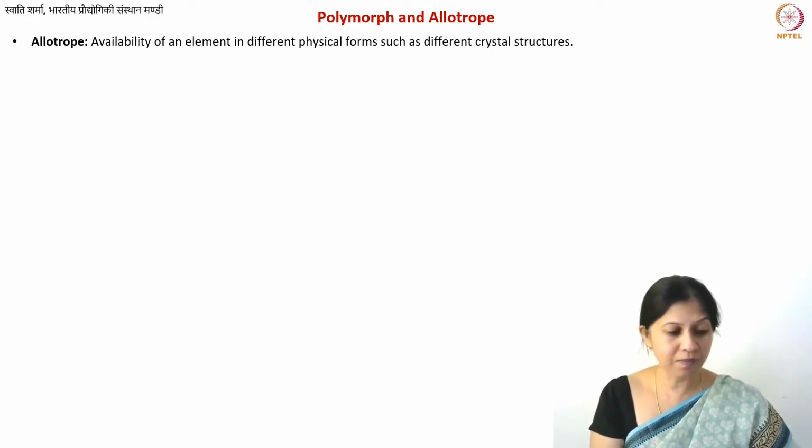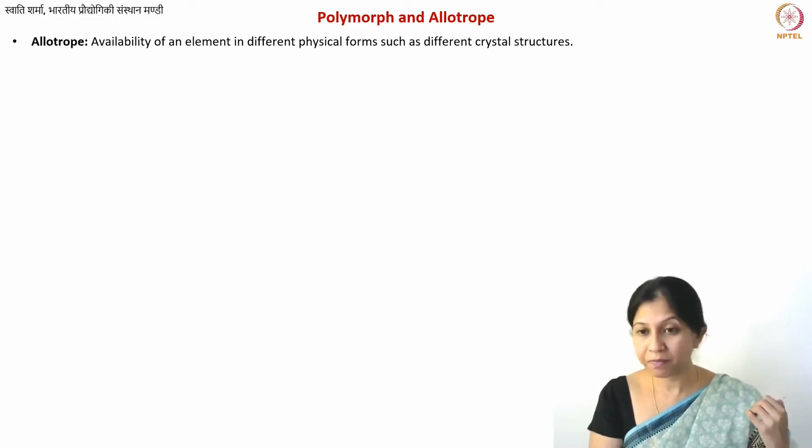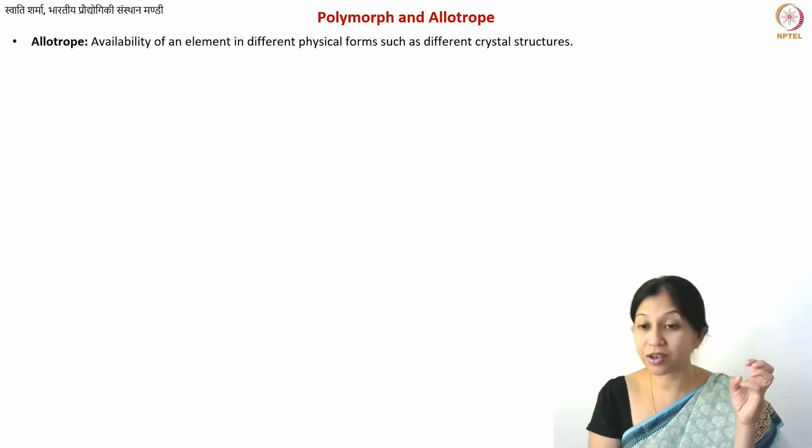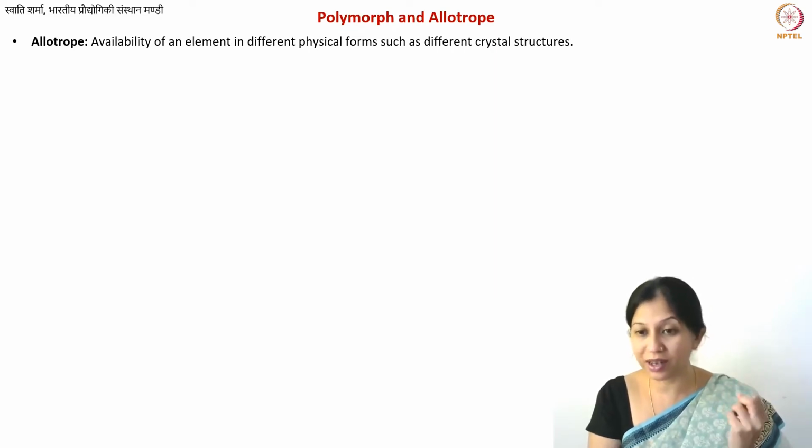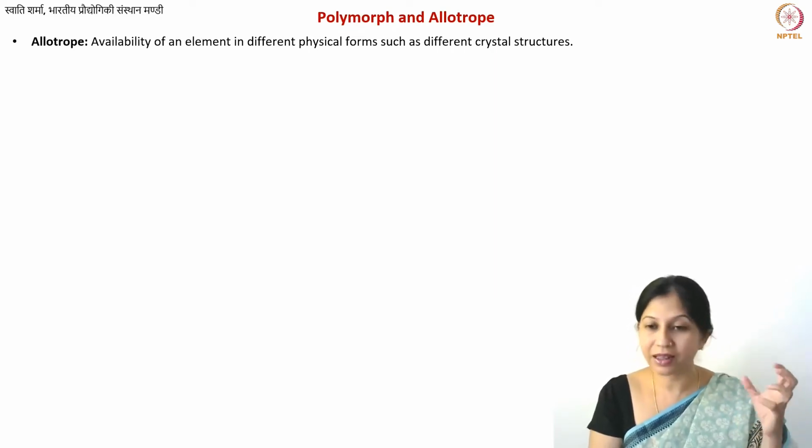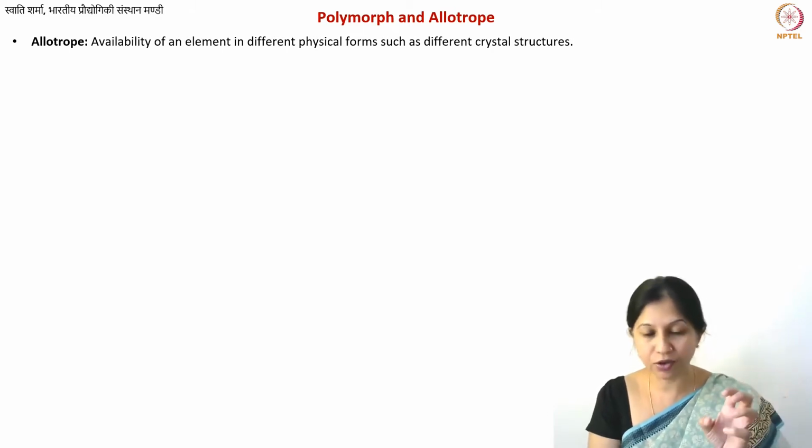Okay, so there is another word, isotope, which we learned a couple of classes back. Isotope is when we are talking at an atomic level, in fact, nuclear level. Then these are isotopes. Allotropes are at the crystal structure, crystal level.